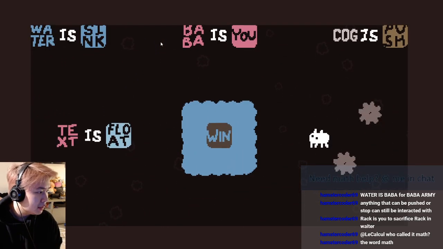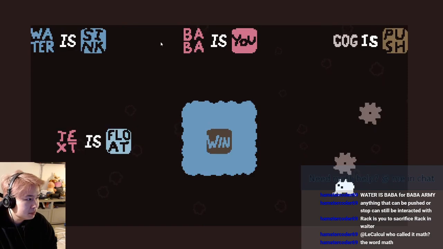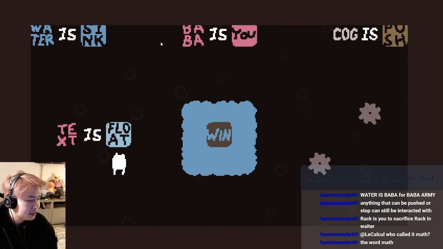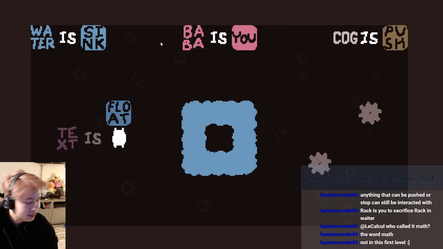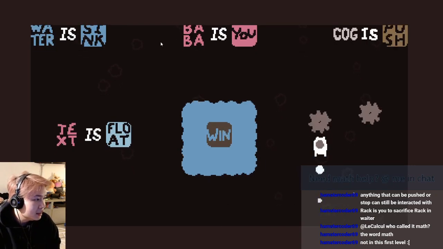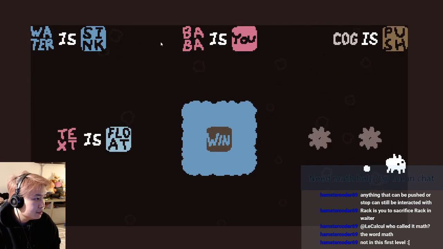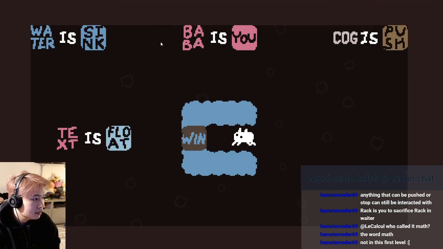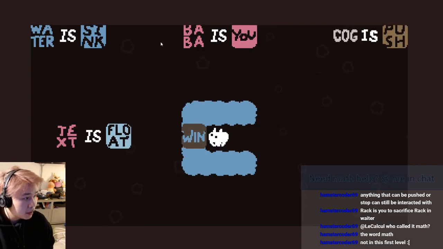So you said that there's something interesting going on here. Water is sink, Baba is you, cog is push. These are cogs. Text is float. So if I break this, win is probably going to explode, right? Because then it won't be floating. Not in this first level? Okay. But I'm still gonna call it here. So let's see. I can use the cogs. And then if I push it one more, I die.